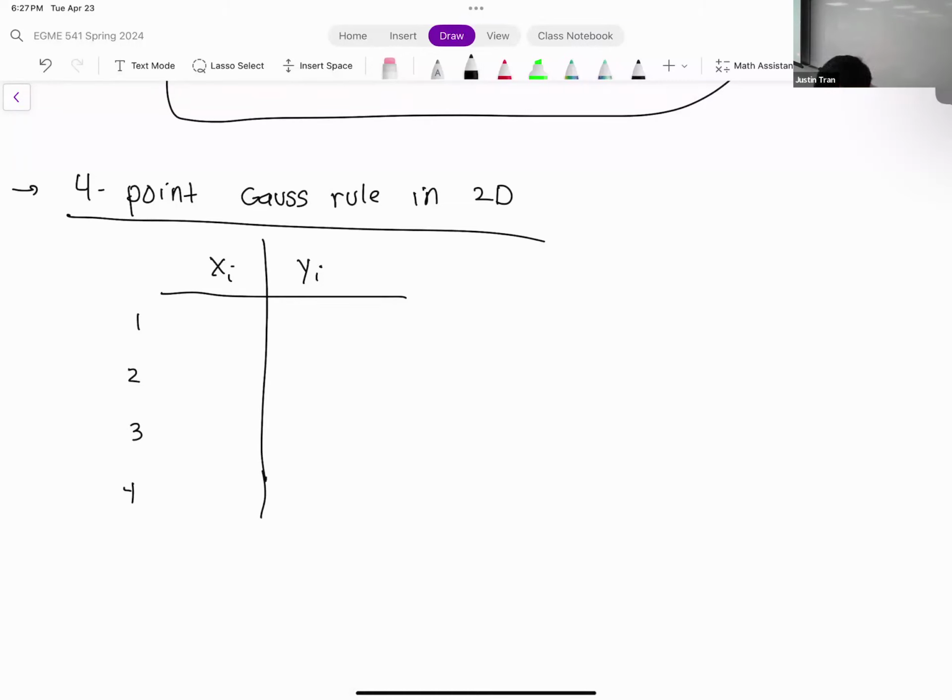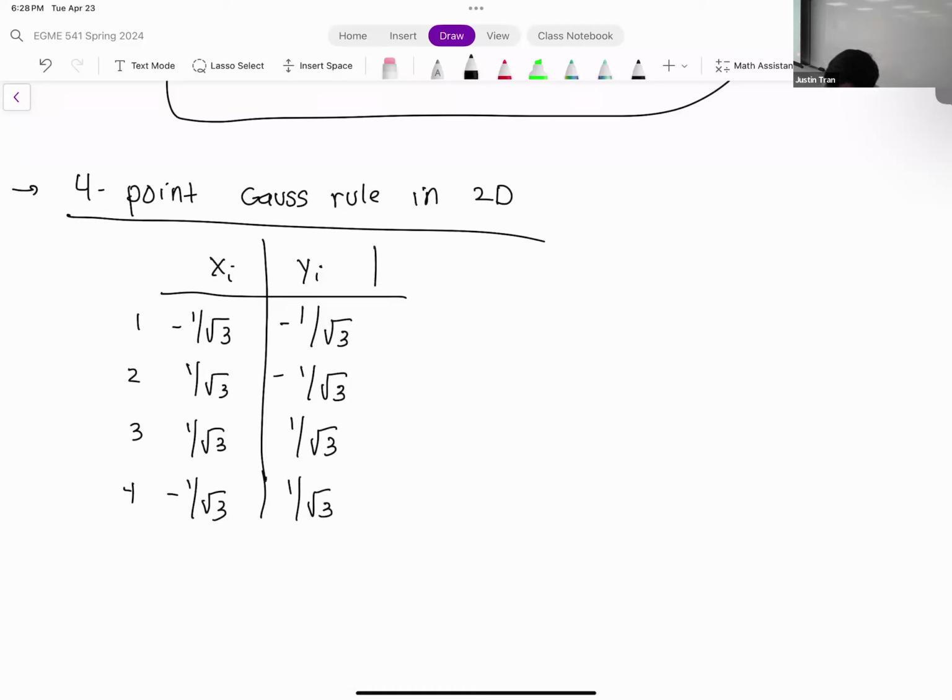So the first Gauss point is going to be at -1 over √3, and the y point is -1 over √3. The second Gauss point is going to be +1 over √3, -1 over √3. And we have +1 over √3, +1 over √3, and then -1 over √3, 1 over √3. And our weights, wi's, are just going to be 1 all across.